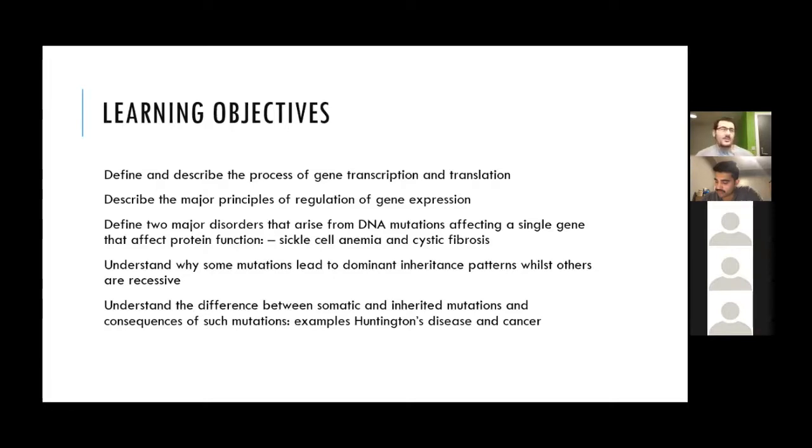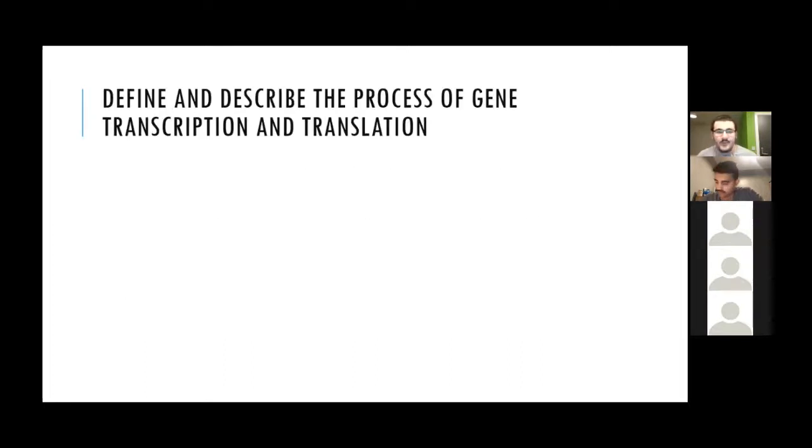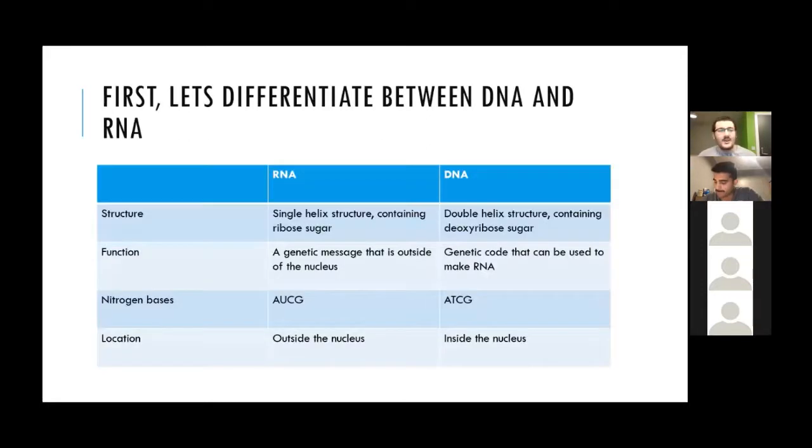lead to dominant inheritance patterns, and how some other mutations can lead to recessive inheritance patterns. And then finally, we're going to cover somatic and inherited mutations. What's the difference between them? And we're going to have Huntington's as an example at the end. All right, so now we're first going to look at transcription and translation. This is where the bulk of the presentation is.